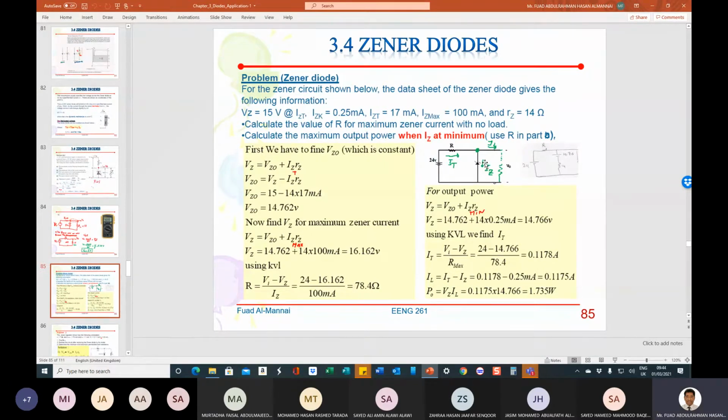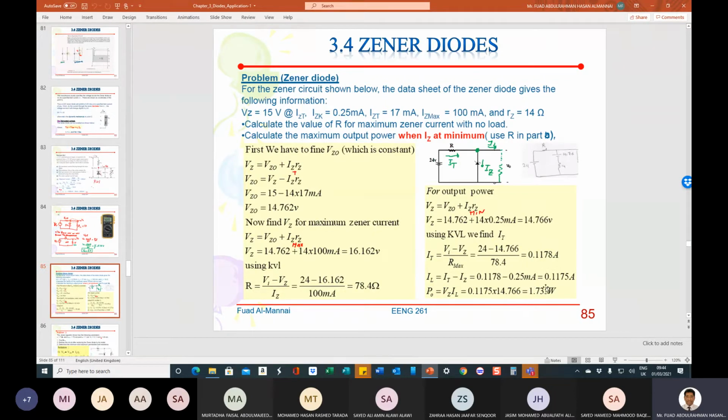You guys notice when IZ is min, IL will be max. Everybody get that? And vice versa. When IL is max, IZ is min. And when IL is min, IZ will be max. Everybody get that? That's the rule.